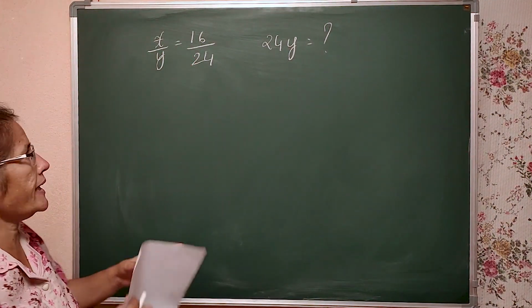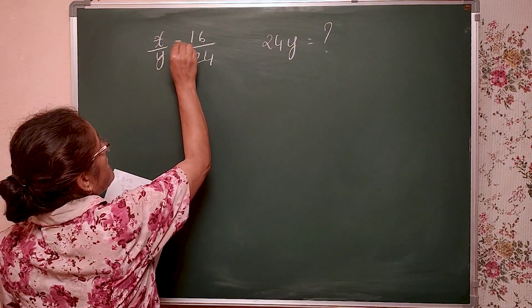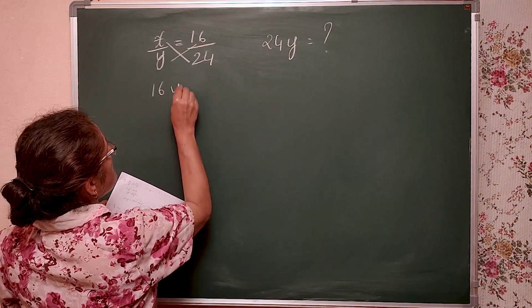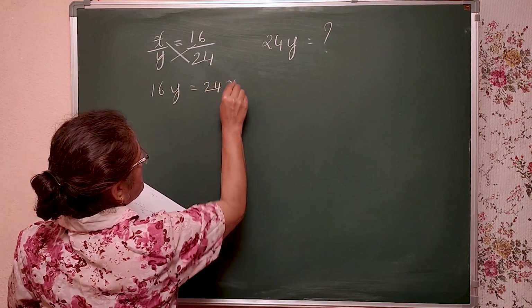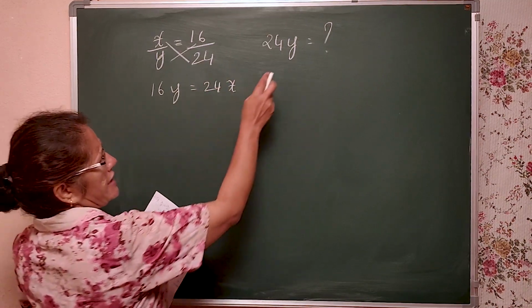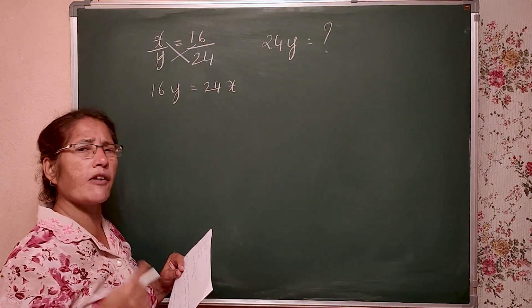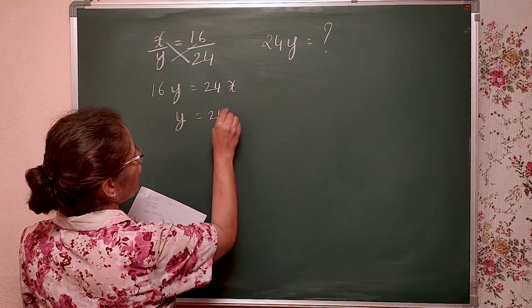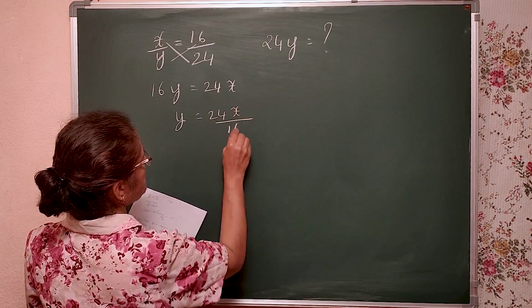What do we do normally? Whenever an equal to sign is there, we will cross multiply like this. 16y is equal to 24x. So what can we do? Since we need 24y, we will find out what is y. So y is equal to 24x by 16.